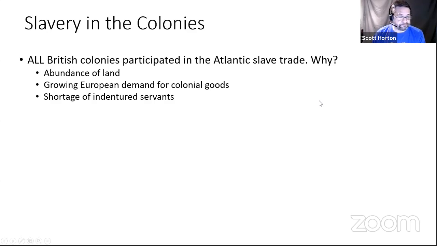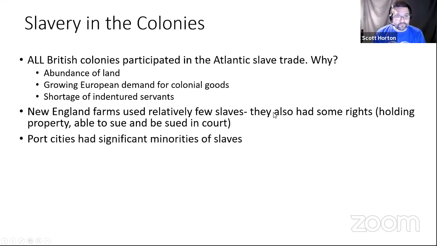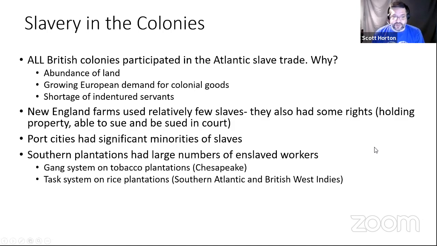In New England, obviously a lot fewer slaves being used there. Interestingly, some slaves in New England actually had rights, rights like holding property and being able to sue and be sued in court. Relatively small number there. Port cities have a significant minority of slaves. Southern plantations, of course, is where you're going to find larger numbers of enslaved workers.